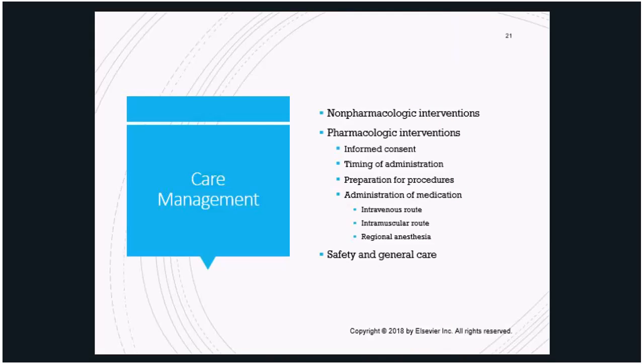Non-pharmacological interventions and pharmacological interventions. So pharmacological interventions, you'll need informed consent. Consent should be signed. Timing of the administration. So you do a timeout, time when it's done, time when it started, time when the bolus dose is given. You'll prep for the procedure. It's done sterilely. Administer the medications through IV, IM, or regional anesthesia, and safety and general care is taken.